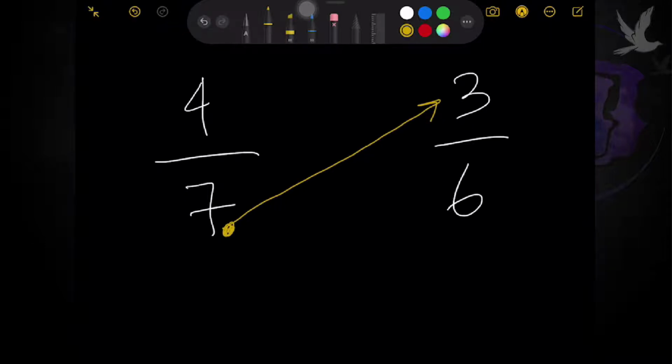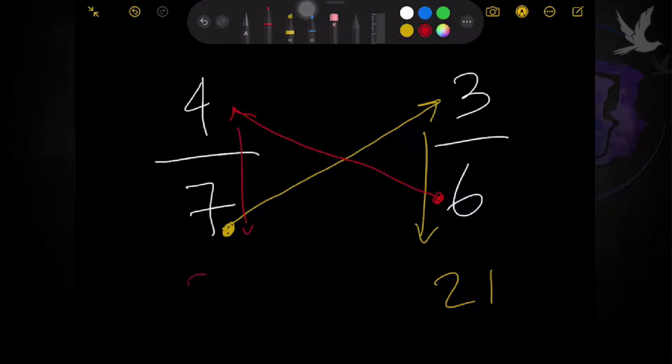Okay, so for your answer there, you just put it at the bottom of the fraction that you multiplied it with. 7 times 3 is 21. And do the same for the other one. So we have 6 times 4, which is equivalent to 24. Okay, please look at the pattern, look at how I multiplied them. It's like we're crossing, right?